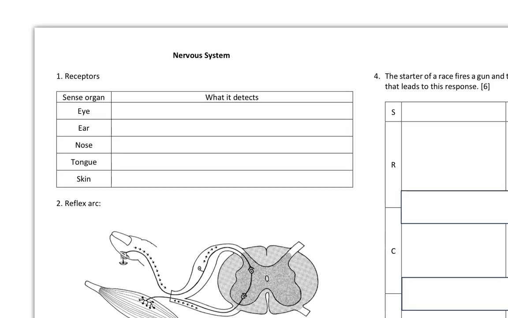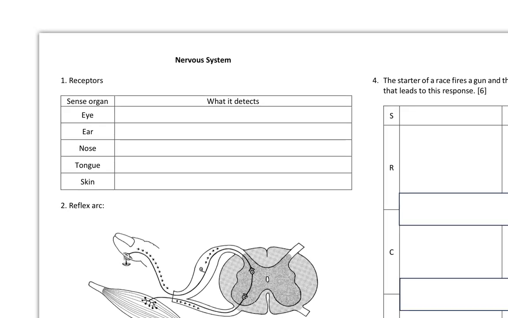Dive in. Receptors, first of all, what do they detect? The eye. It doesn't detect sight, it detects light. The ear. I can put sound here. It technically is pressure, but they allow sound. The nose. It doesn't detect smell, it detects chemicals.